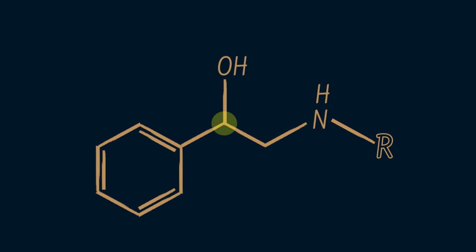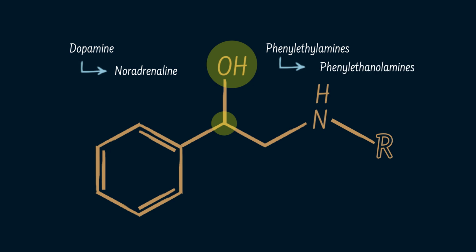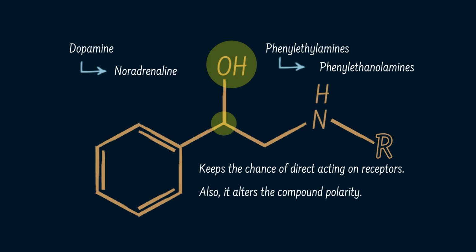Beta carbon carries hydroxyl group that converts dopamine into noradrenaline. It converts the phenylethylamines into phenylethanolamines. Its importance arises in case of absence of hydroxyl groups on benzene ring, because it keeps the chance of direct acting on receptors. Also, it alters the compound polarity and hence its ability to pass blood-brain barriers to exert their effect on CNS.